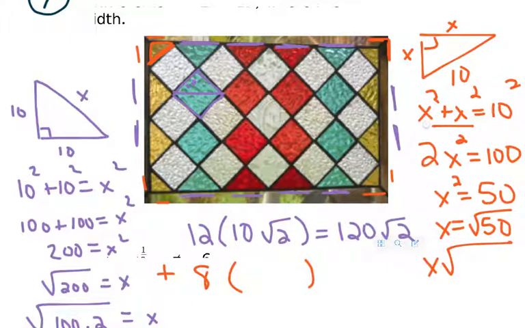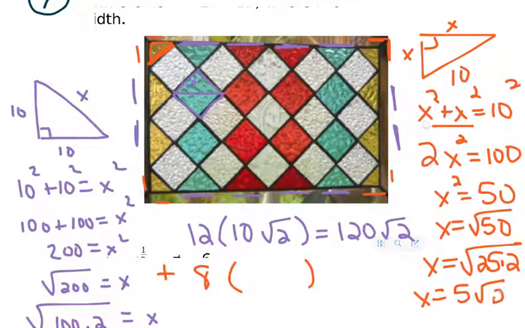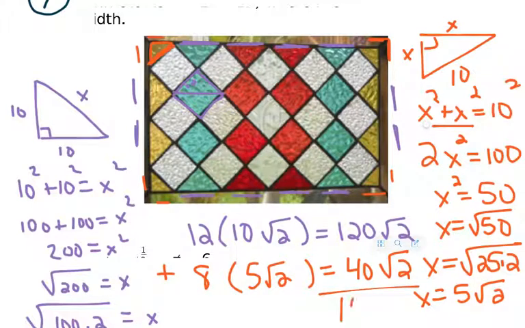Well, 50 is 25 times 2. So that's going to be 5 square root of 2. So each of those 8 little pieces at the corner are going to be 5 square root of 2 units long. So when I multiply those, I get 40 square root of 2. So the perimeter is what I get when I add these two together. And it's 160 square root of 2 units long.